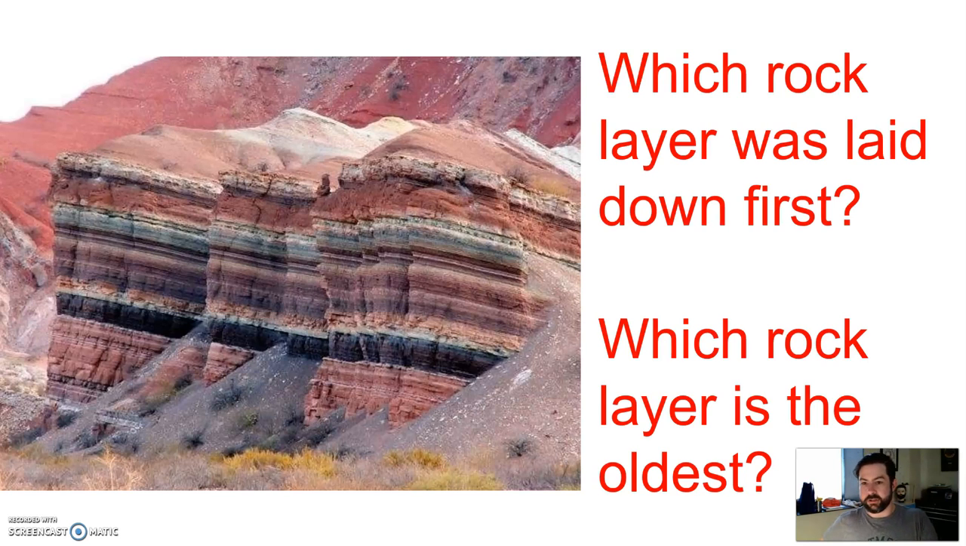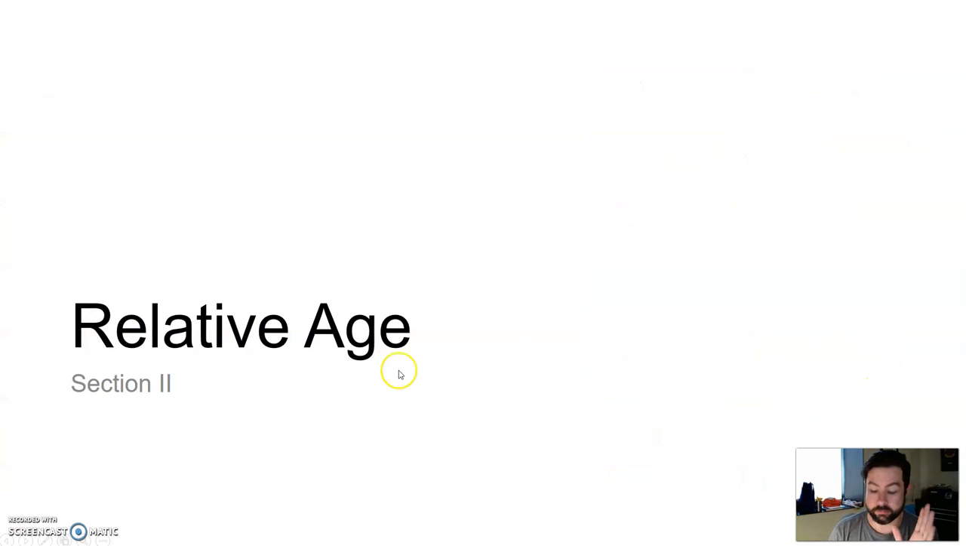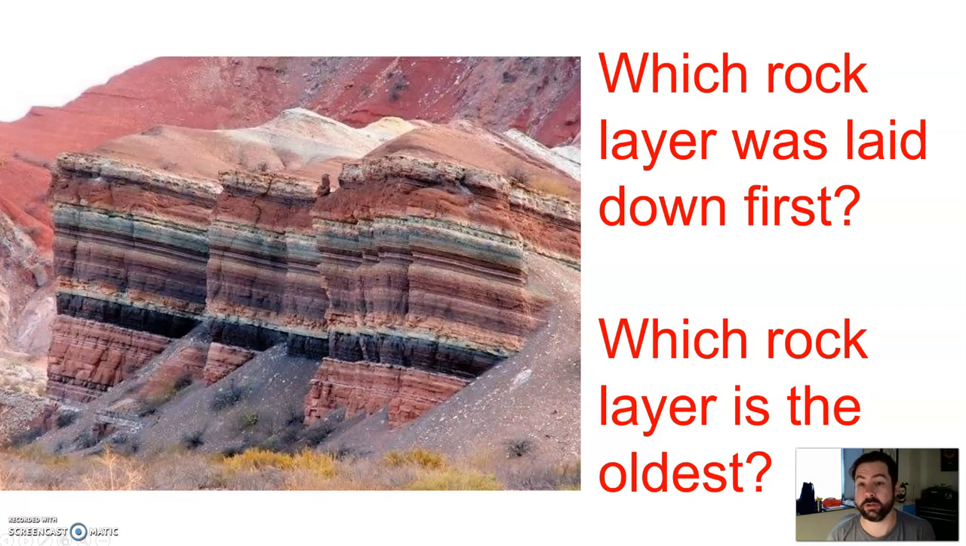So here's an example. I want you to think about this. Here is a bunch of layers of sedimentary rocks. We'll talk about rocks in another unit, but these are just different layers of rocks that have been laid down. Trick question, which rock layer was laid down first? Do you think it was the rock layers towards the bottom, in the middle, or the rock layer that was on top? Which one was laid down first?